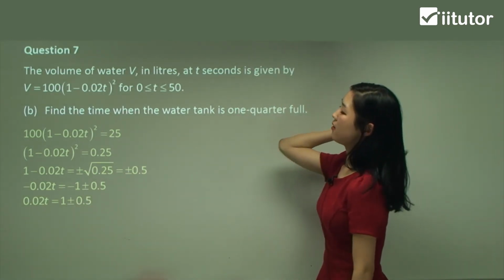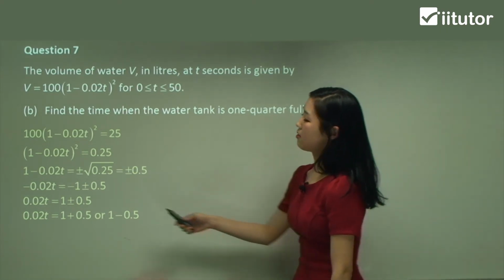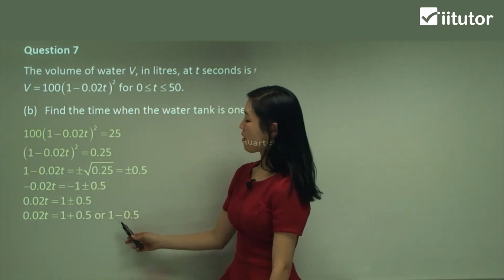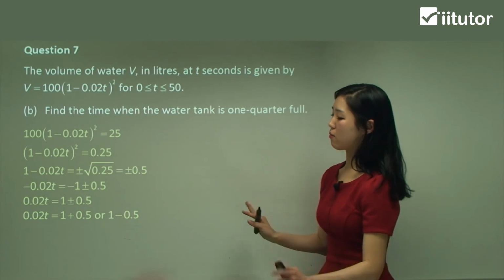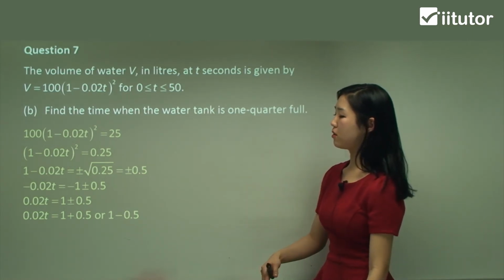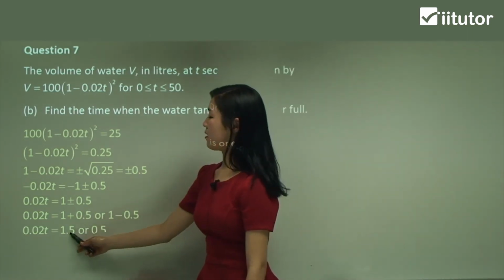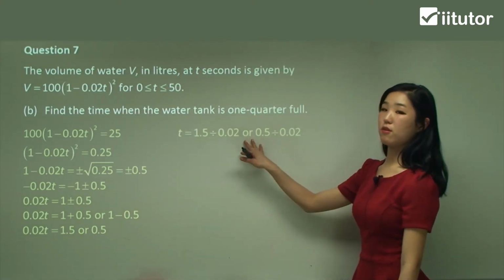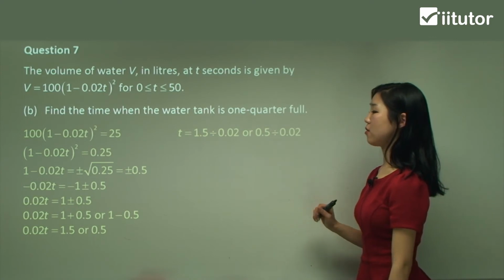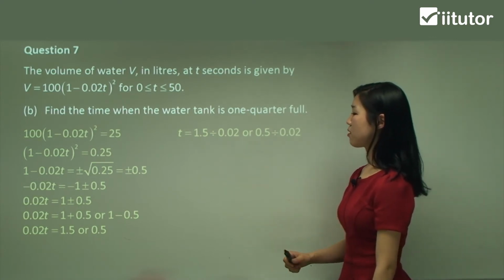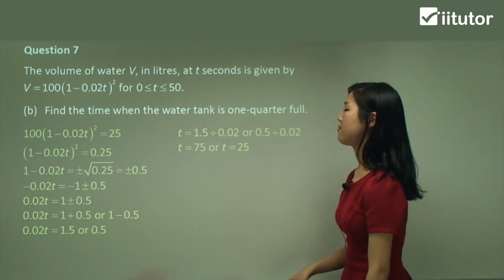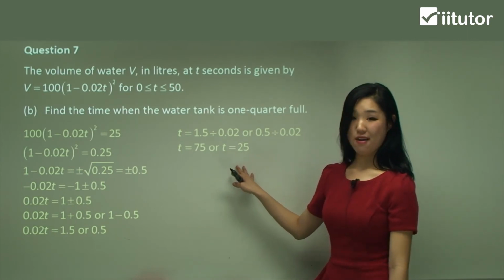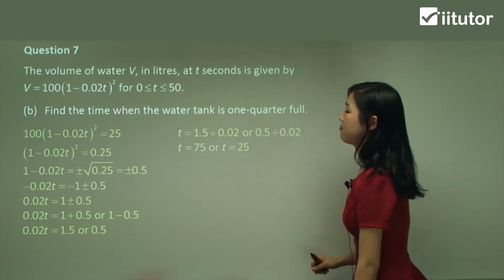Okay, now calculate it. This is 1 plus 0.5 or 1 minus 0.5. I'll separate it so it looks a little bit more logical. And calculate it. And then to get t, we divide by 0.02 for both parts, don't we? So divide both of them by 0.02, you should get 75, and t equals 25. So 2 values you have.